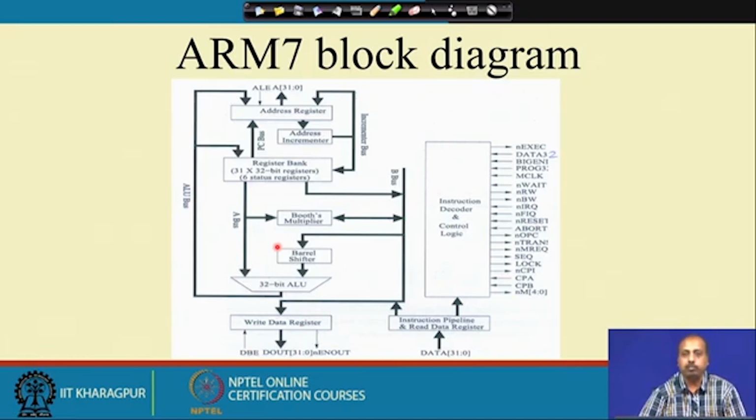So, multiplication or division by 2, that is, multiplication and division by powers of 2, can be done by this barrel shifter. Many a time, particularly in signal processing algorithms, we will find that many of the operations we do are multiplications and divisions by powers of 2. Those operations can be done very easily in this type of architecture.